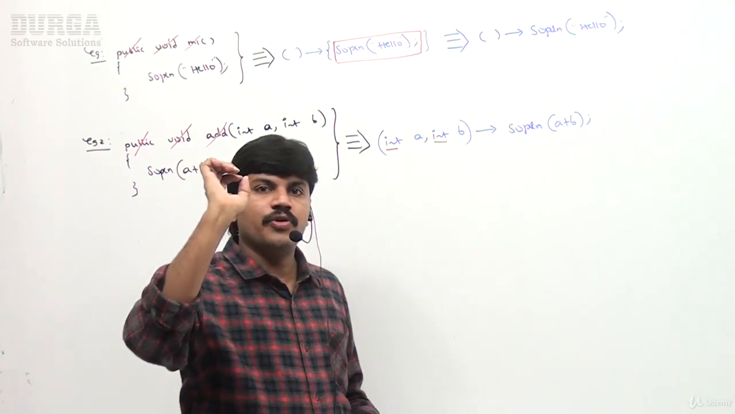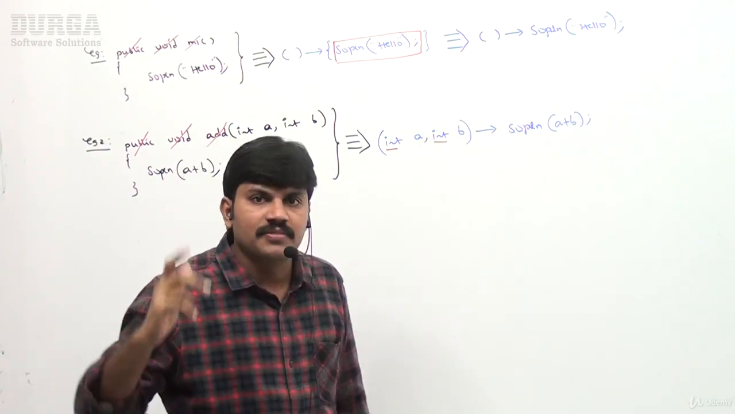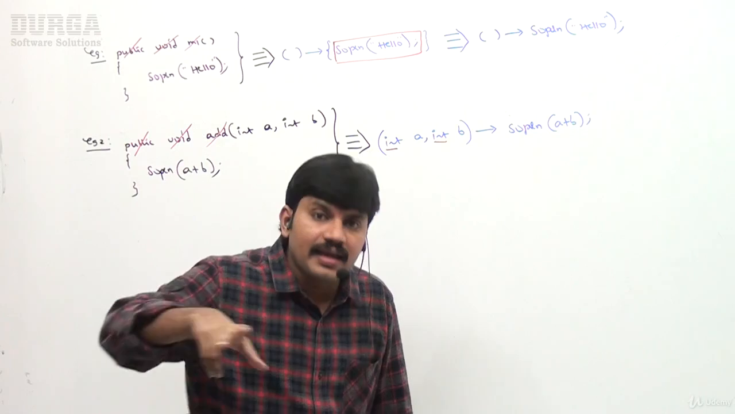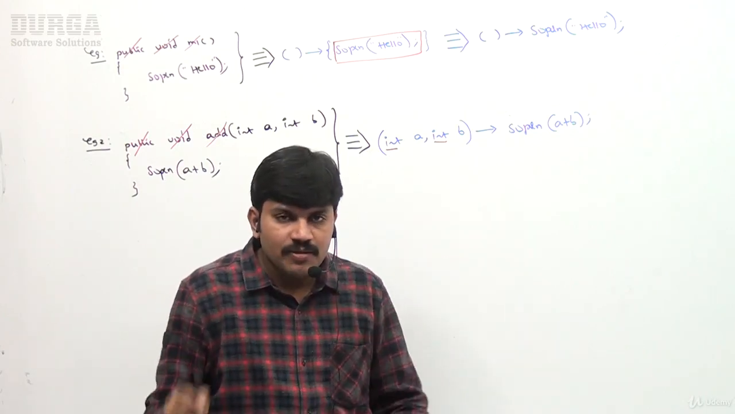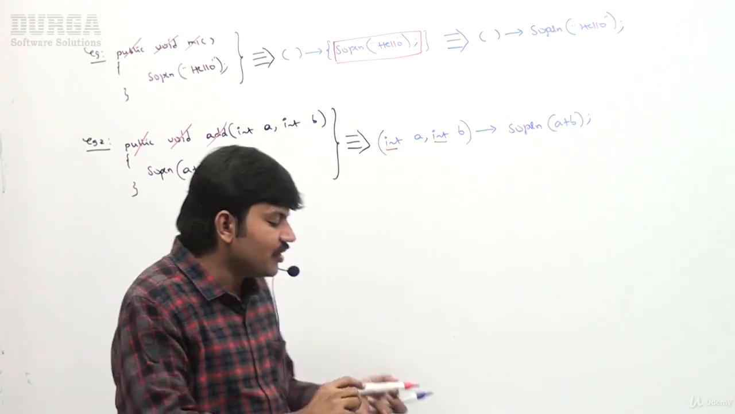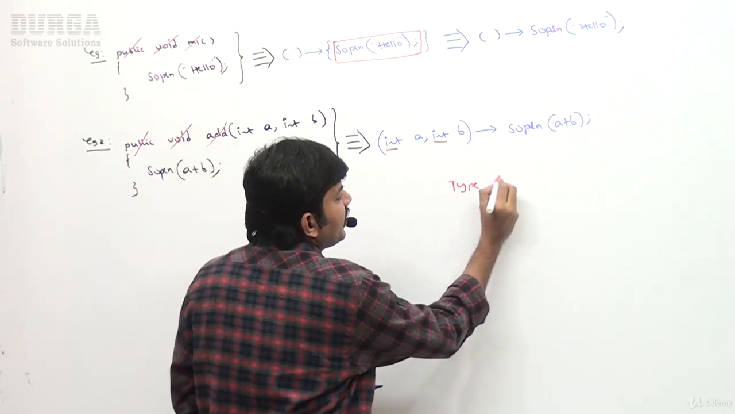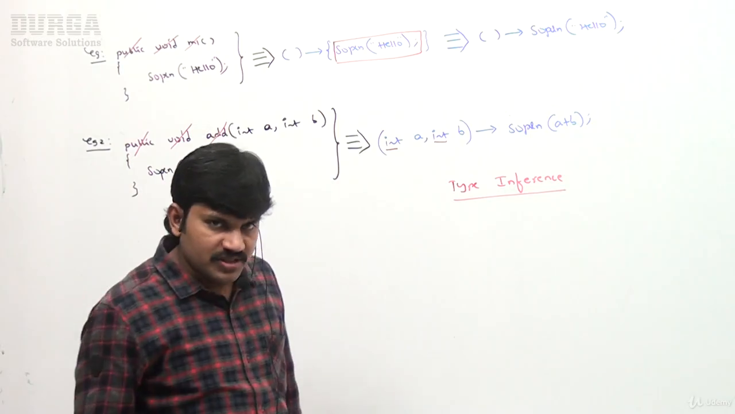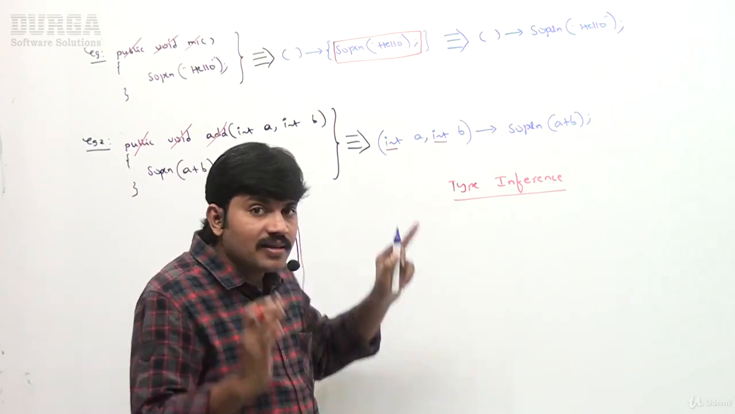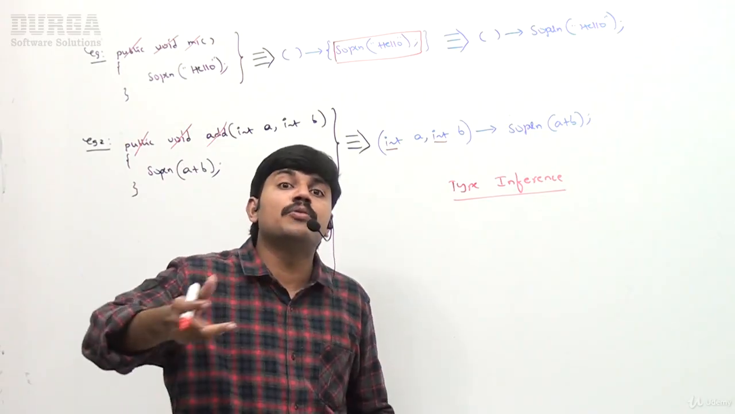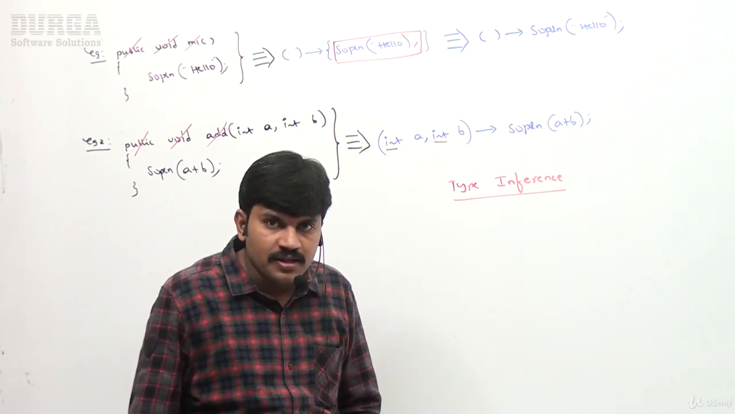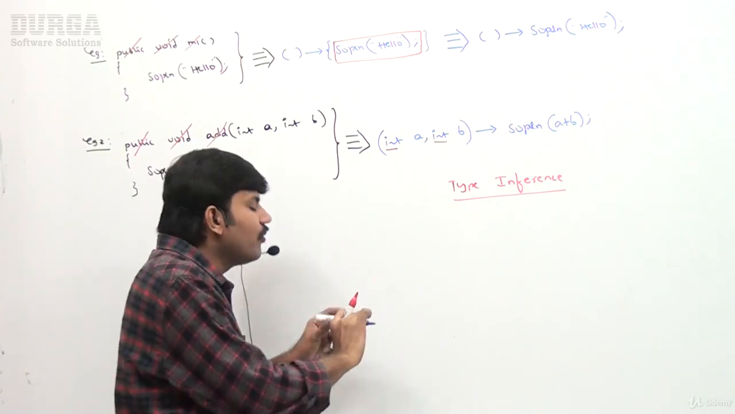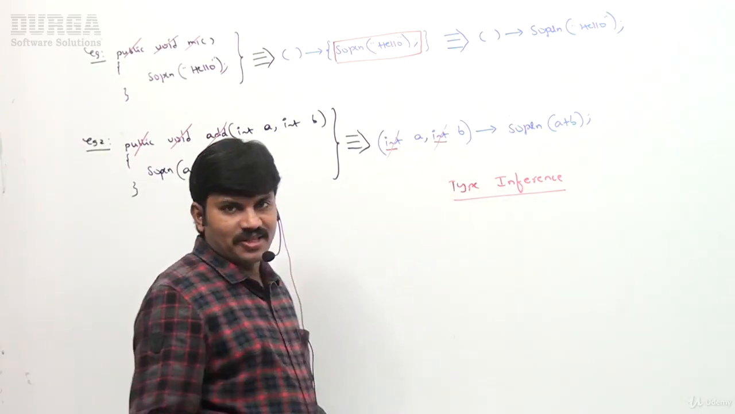Sometimes, based on context, the compiler can guess the types automatically. Remember this: based on the situation, based on the context, the compiler can guess the types automatically. If the compiler can guess automatically, this property is called type inference. In the next videos, I will discuss how the compiler is able to guess. Don't worry about that. If the compiler can guess the types automatically based on the context, you can remove these types also. Remember this. Are you getting it?